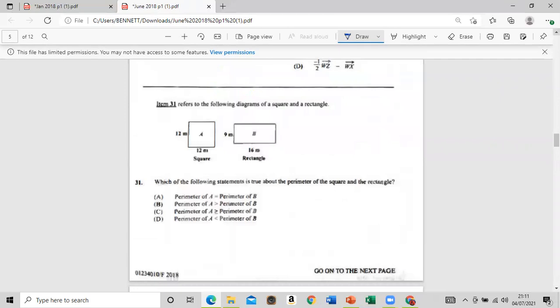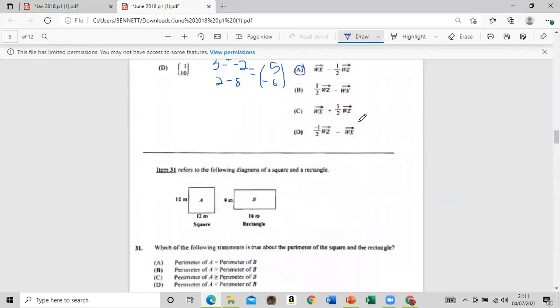Alright, let me see what I'm doing here. So I'll go on copy. Alright. So just read it out.